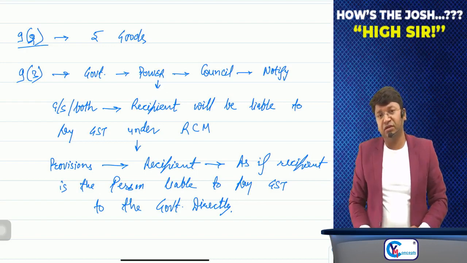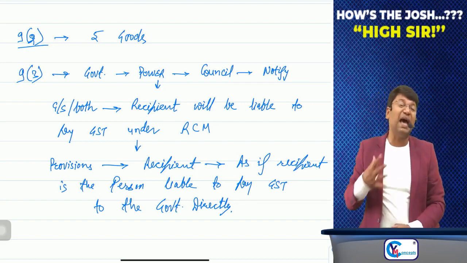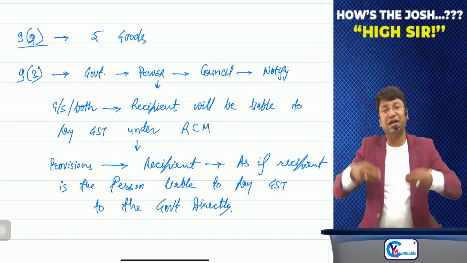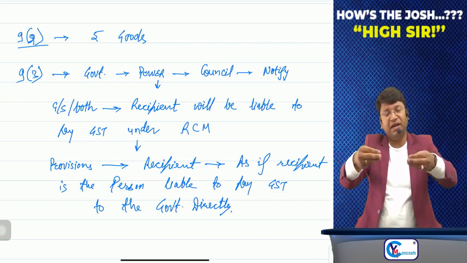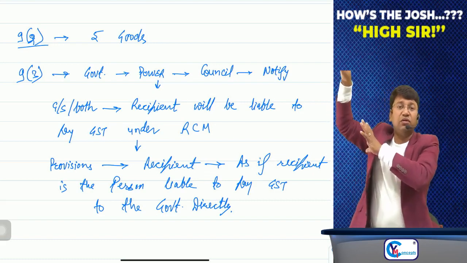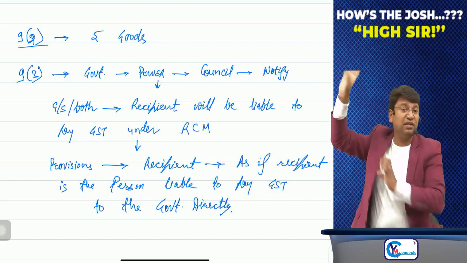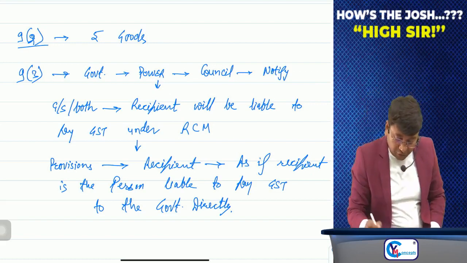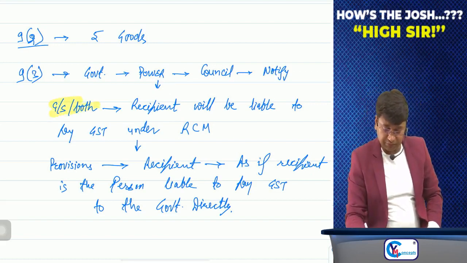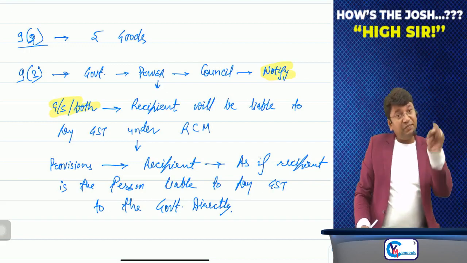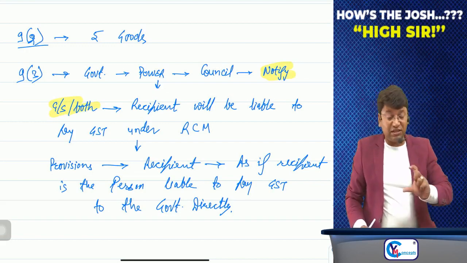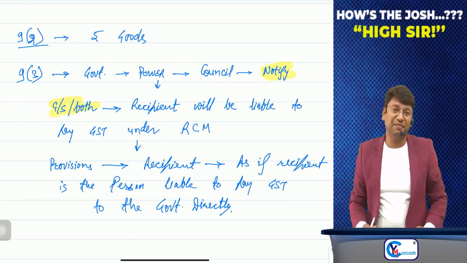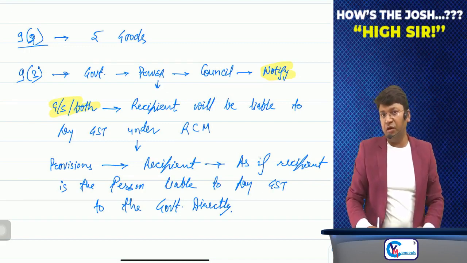Means usually in case of indirect tax, supplier is liable to pay tax to the government, not the recipient. Supplier will collect the tax from the customer, that is recipient, and will pay to the government. So usually supplier will pay the tax to the government, but here in certain notified goods or services or both, recipient is made liable to pay tax. It means system is reversed. That's why it is called reverse charge mechanism. And recipient will be liable to pay tax to the government directly.